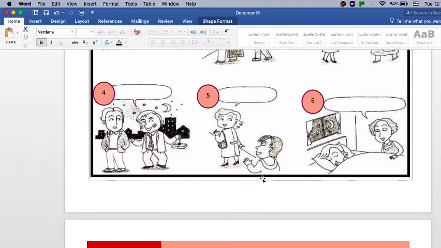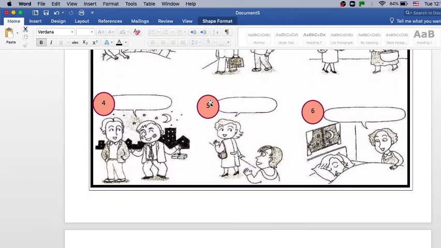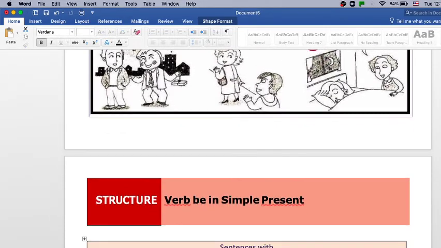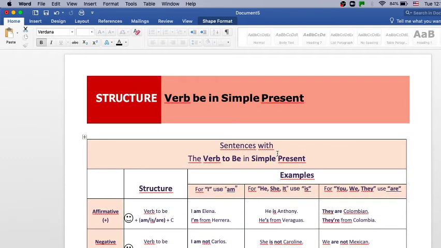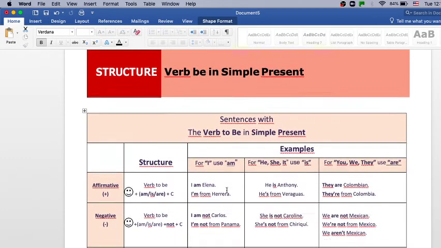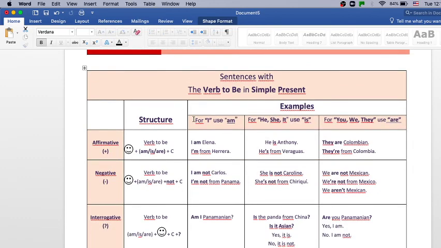Well, this is the video that I prepared for this first part of greetings. If you have any question about this section or about this part on greetings, please let me know. Because the second video I'm going to be recording is about the simple present of the verb be. I'm going to dedicate a whole video because I know that this is a little bit more complex for some of you, so I'm going to use the easy way to explain this topic.